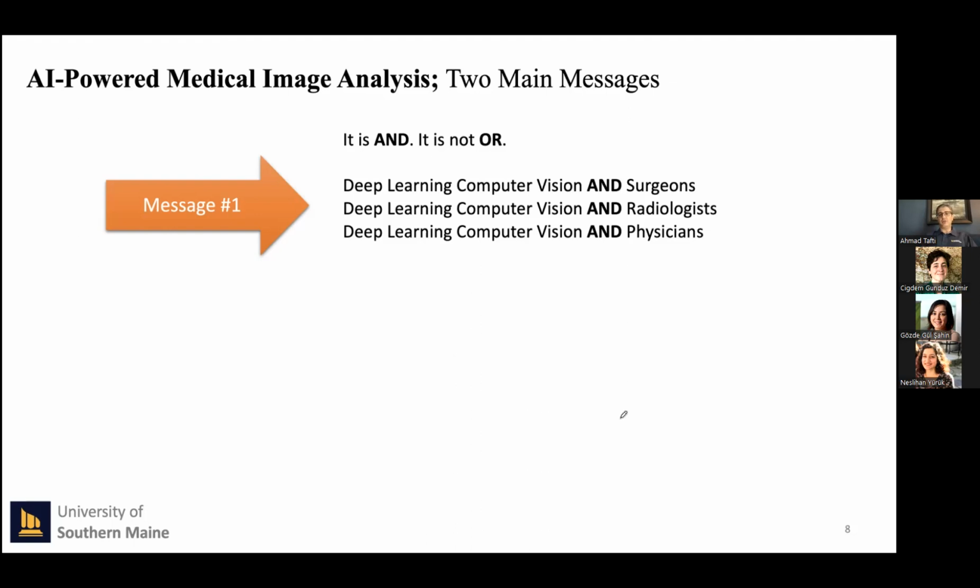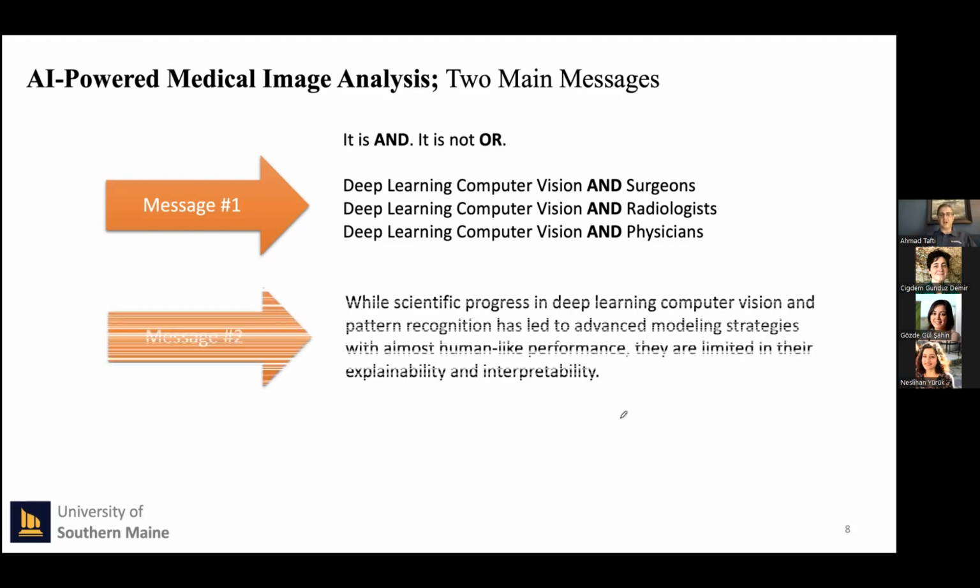Message number 2, we can also extract from these kinds of papers. While scientific progress in deep learning computational vision and pattern recognition has achieved advanced modeling strategies with almost human-like performance, they are all limited in their explainability and interpretability.